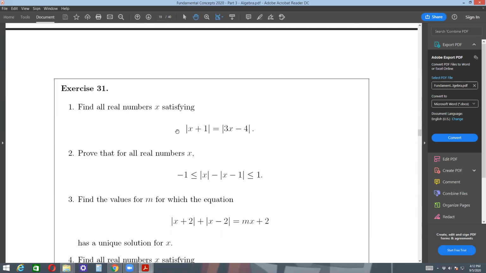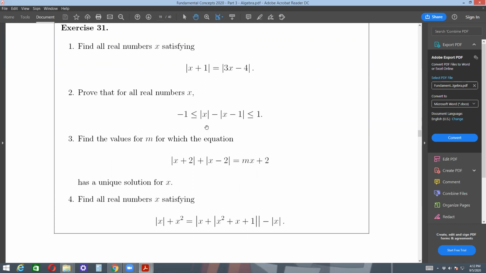All right, so this question, you do something similar. Now, this is a proof. So again, you consider the critical points of this, which would be 0 and 1. So basically, you check the intervals x less than 0, from 0 to less than 1, and then from 1 onwards. And you see that in all three of those cases, this is true.